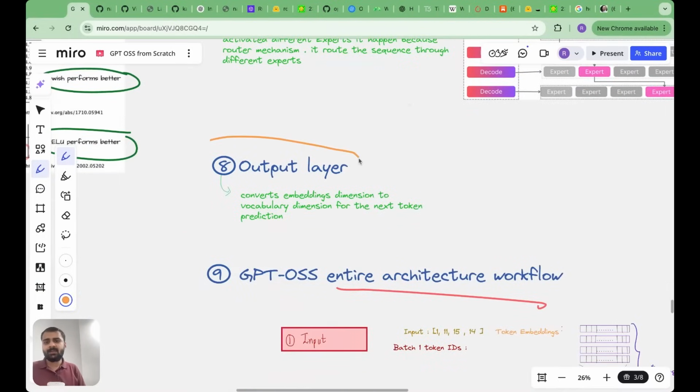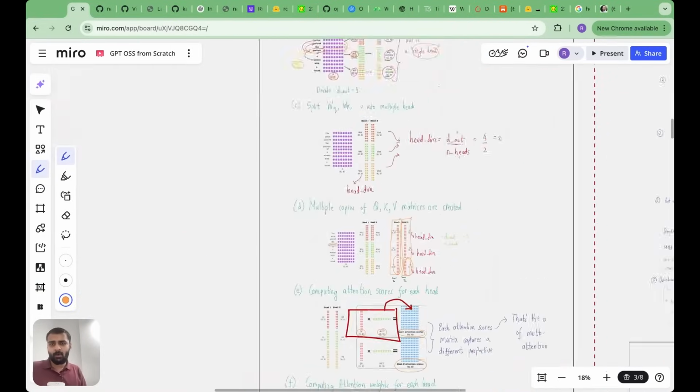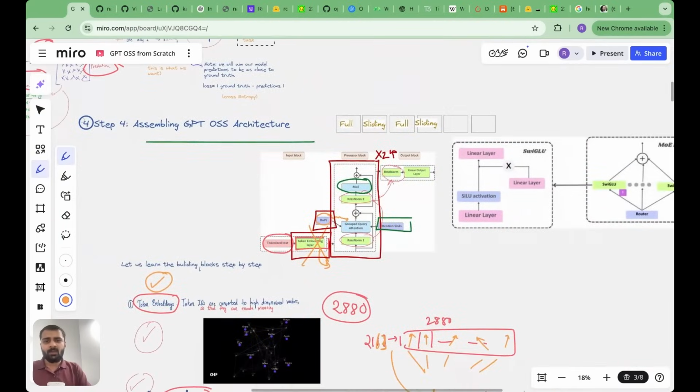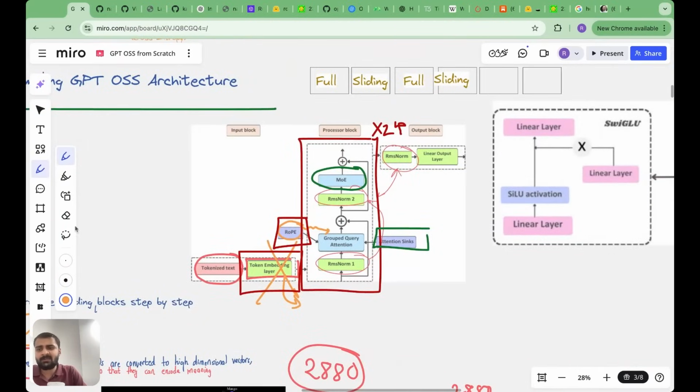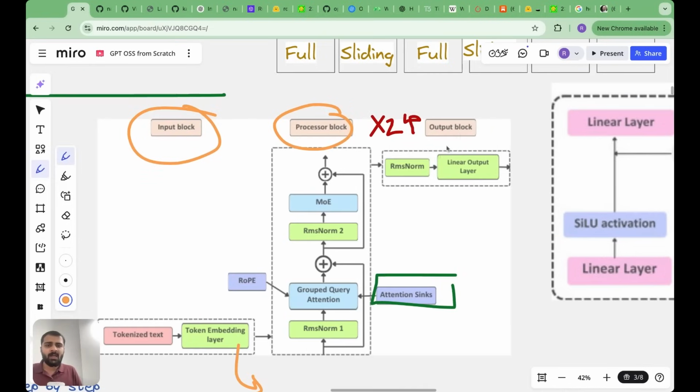The eighth building block which we want to see is the output layer. So if you scroll up and look at the GPT architecture, you'll see that until now, we have completely seen the input block and we have completely seen the processor block. Now finally we come to the output block. When we come to output, there is an RMS normalization, which is the same as this RMS normalization, and there is a linear output layer.